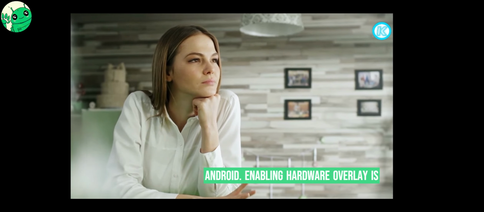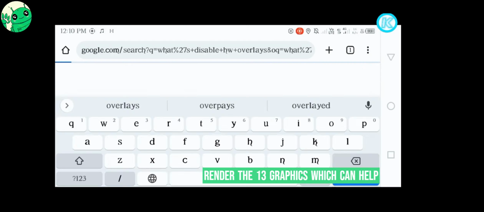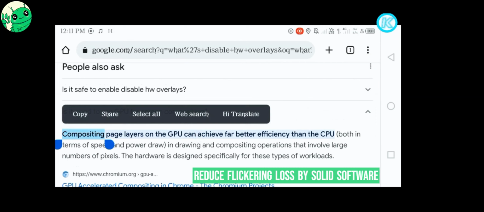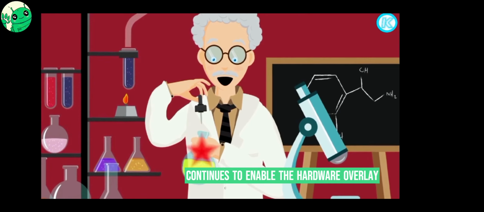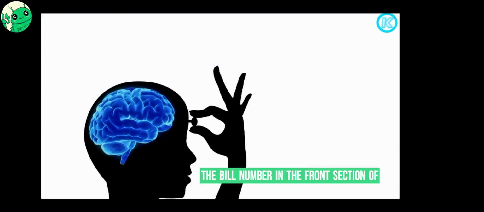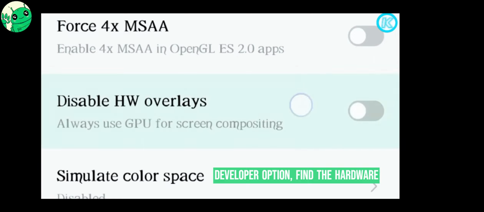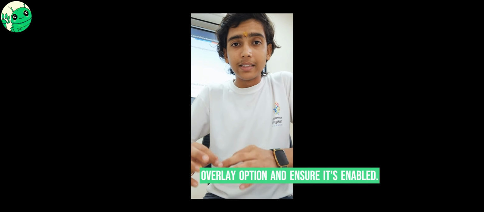Enabling hardware overlay is another valuable option. This feature allows your phone's hardware to directly render certain graphics, which can help reduce flickering caused by software conflicts. To enable the hardware overlay, go to your phone's developer options, which can typically be accessed by tapping on the build number in the about phone section of your settings multiple times. Once in the developer options, find the hardware overlay option and ensure it's enabled.